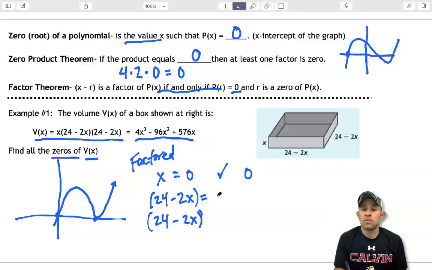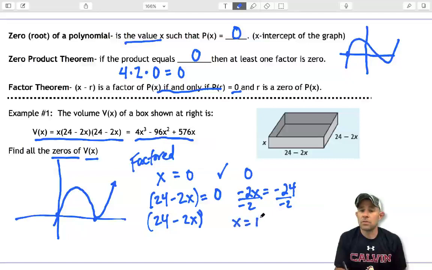Next one we're going to do is the 24 minus 2x. We're going to set that factor equal to 0 and solve. So that means I need to add 24 over to the other side. That gives me negative 2x is equal to negative 24. And when I divide both sides by negative 2, I get the value of x to equal 12. So that means 12 is also a zero or a root of the polynomial. In other words, it's going to be the point where that function crosses or touches the x-axis.